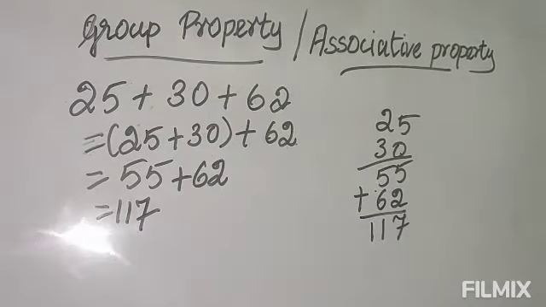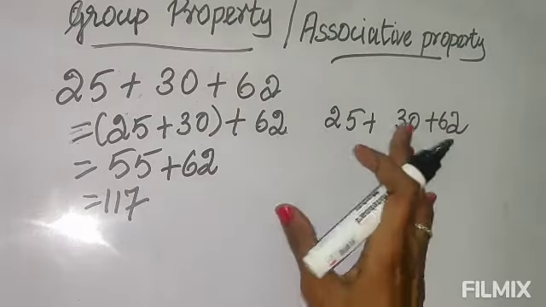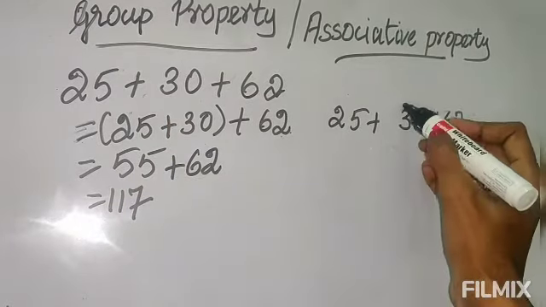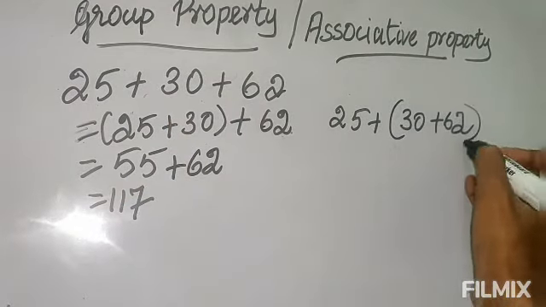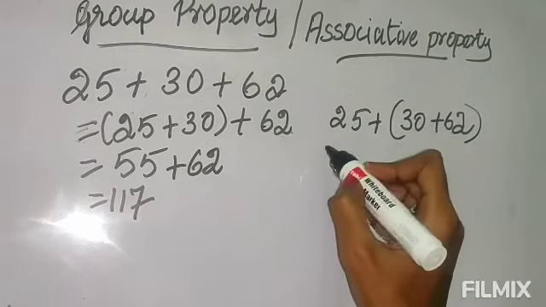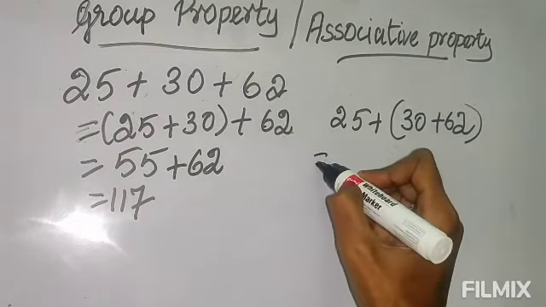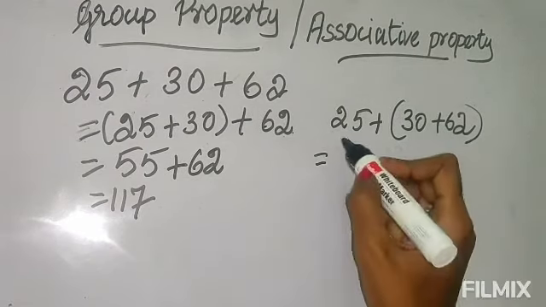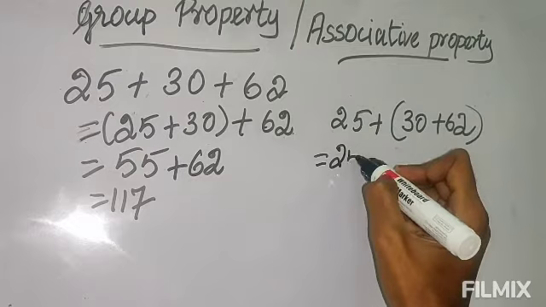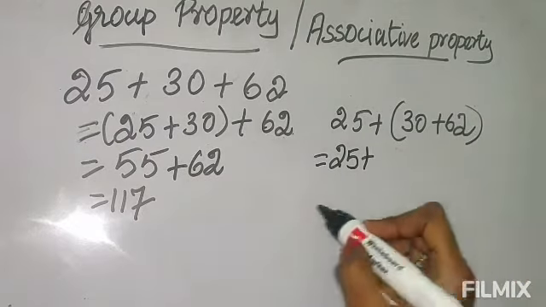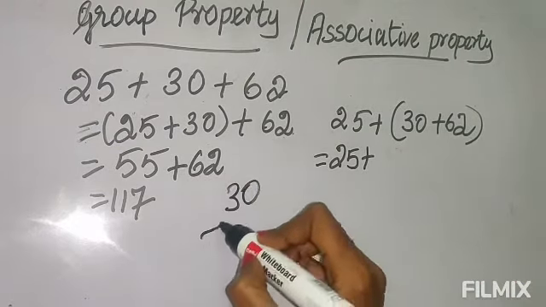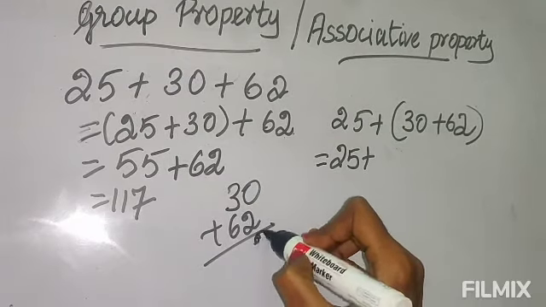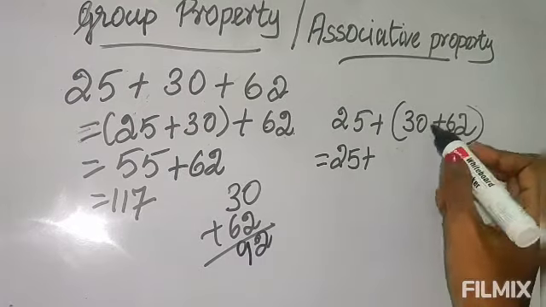Now the other way. Okay, now I am going to group in a different order. Here we grouped the first 2 numbers. Here I am going to group the last 2 numbers, that means the second and the third number. So first you have to add the numbers inside the bracket. So the first number will remain the same, and these 2 you will add and write. So you will get 30 plus 62. When you add, you will get 0 plus 2 is 2, 3 plus 6 is 9. So the answer is 92.